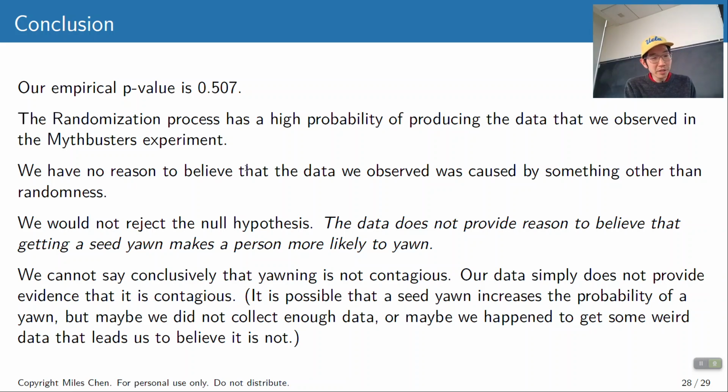So we cannot conclusively say that yawning, we also can't say that yawning is not contagious, all right? It is possible that yawning is contagious and we just didn't collect enough data, or something else is going on. But the data that we have, 50 people observed, 14 people end up yawning, and it turns out that 10 in the treatment group yawned and 4 in the control group yawned. That could have been the result of just randomness, right? So we would not reject the null hypothesis.